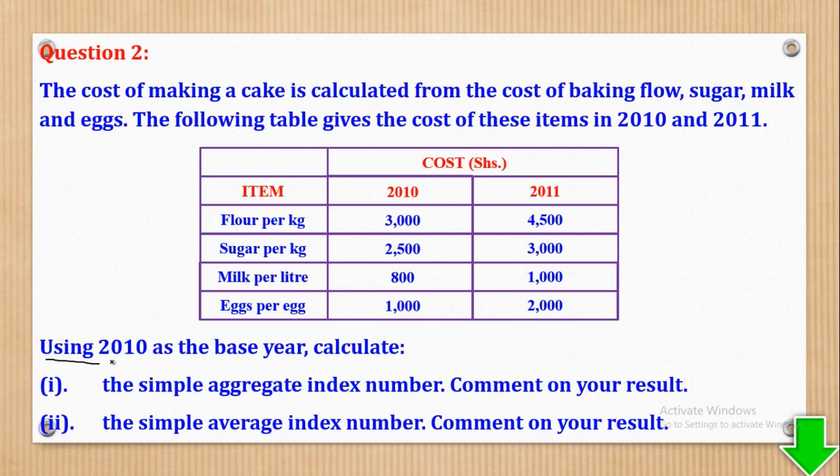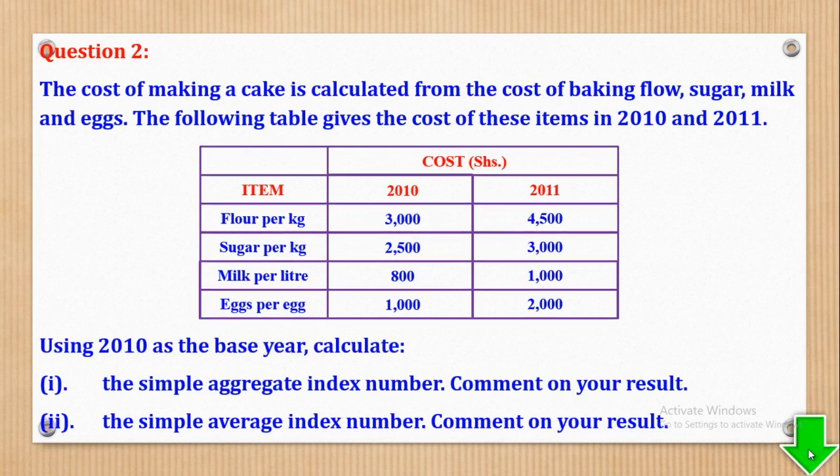Now using 2010 as the base year, so always the question will specify the base year, calculate the simple aggregate index number and the simple average index number, and comment on your result. So the procedure will still be the same as it was in question 1. Therefore, it is advisable that you pause the video and first work it out, then you can continue with the video.